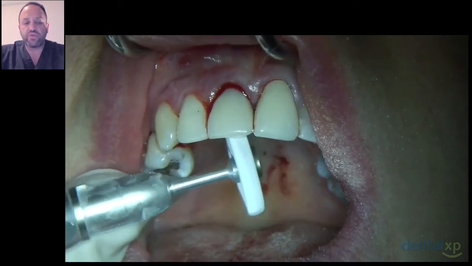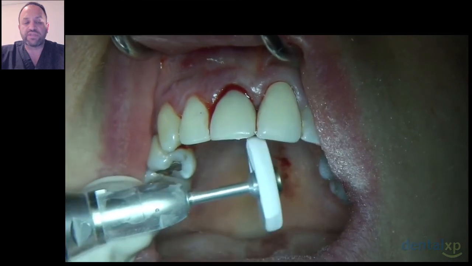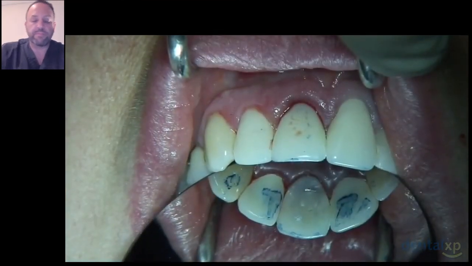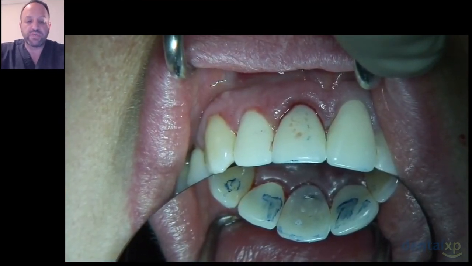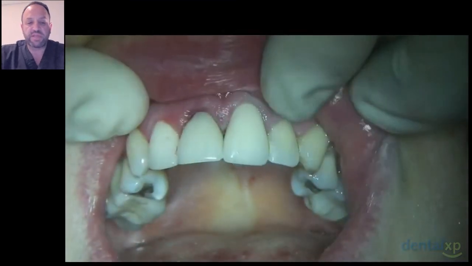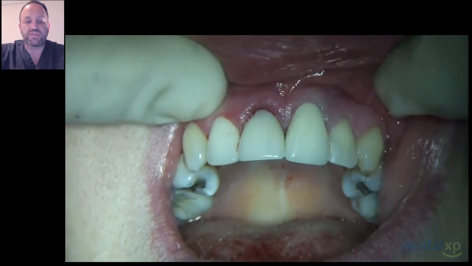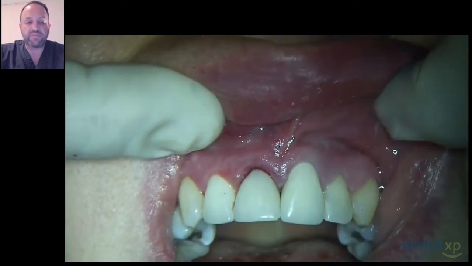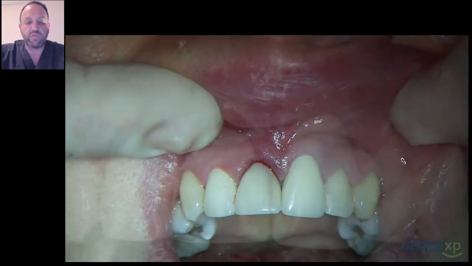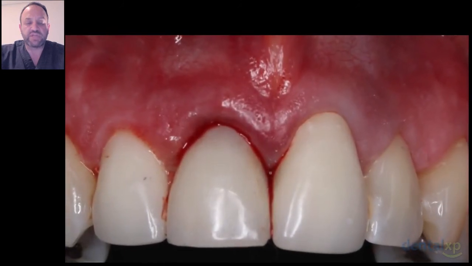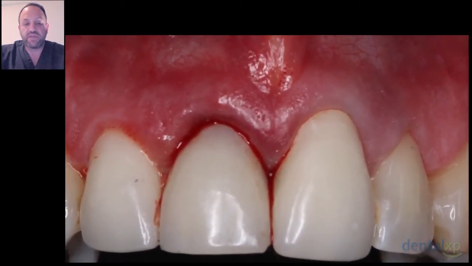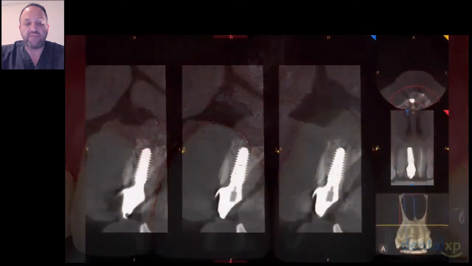There is a new occlusion testing device coming out hopefully soon in January. But here you can see absolutely no occlusion on the tooth, a very protected occlusion. It's all on the adjacent teeth. And we can now wait for that to heal and for everything to integrate. And once we get good integration of that, then we can place our final crowns.